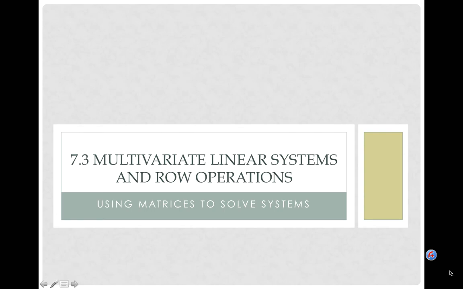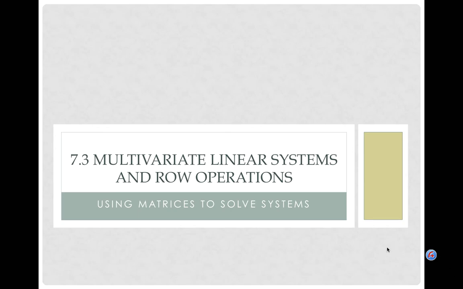All right, ladies and gentlemen, welcome to 7.3 Multivariate Linear Systems and Row Operations. It's quite a mouthful, but multivariate just means multiple variables, more than what we're used to in linear systems. You might remember from section 7.1, we were dealing with linear systems with only 2 variables. Now we're going to be moving into 3 variables and possibly even 4 variables. The more variables you have, the more equations you're required in order to solve them.